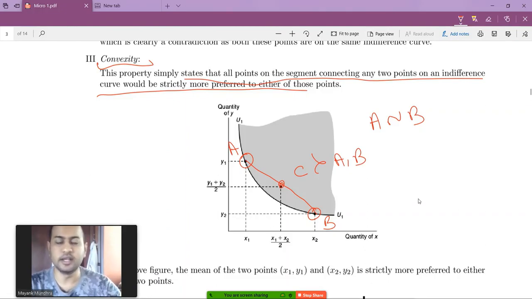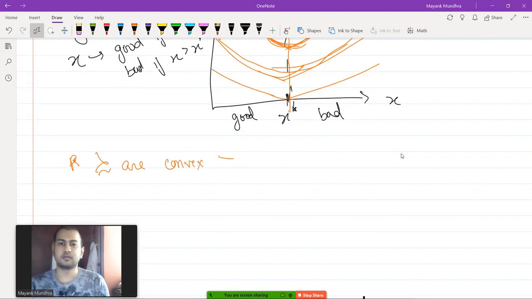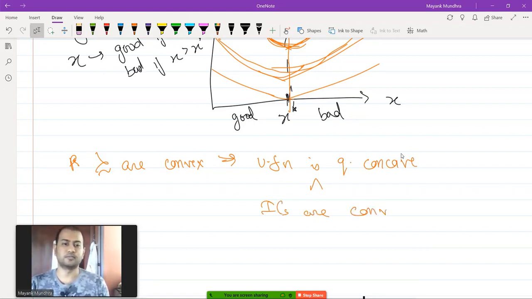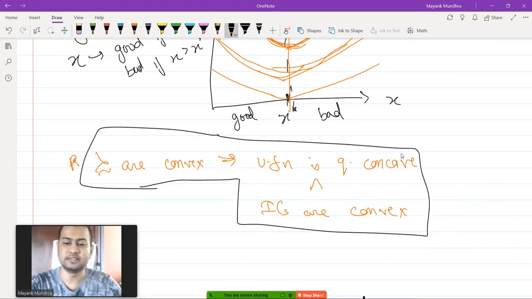Here's the important relationship which all of you need to remember: if preferences are convex, then the utility function is quasi-concave and ICs are convex. This is an important thing to remember, that if preferences are convex, then the utility function is quasi-concave and ICs are convex.